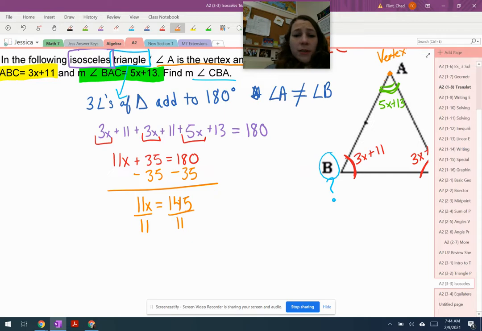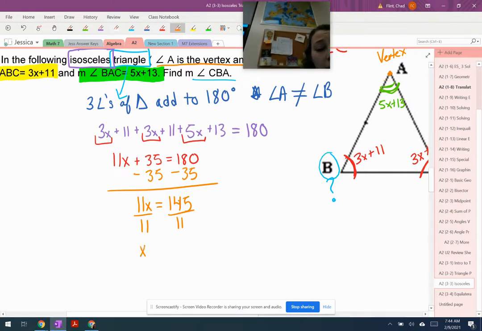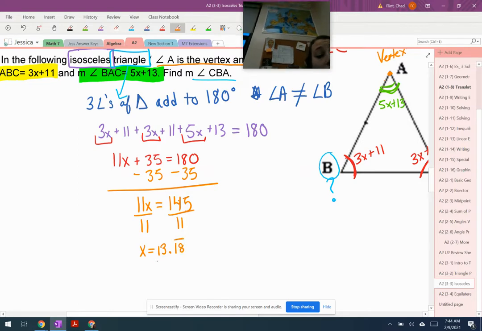11 plus 11 is 22. 22 plus 13 is definitely 35. 180 minus 35 is definitely 145. 3 plus 3 is 6 plus 5 is definitely 11. Yikes! So that didn't work out in my favor, but that's okay. So x is equal to 13.18 repeating, which in this specific instance, I will let you round to just plain old 13.